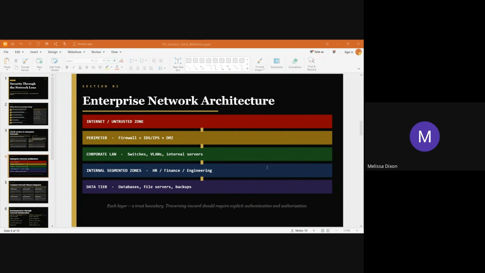So the internet is hostile by default. Anything you expose here is visible to every scanner in the world. Shodan picks up new services within minutes of them going live, for example. The perimeter is the classic security layer. Firewall blocks unauthorized traffic. IDSs.